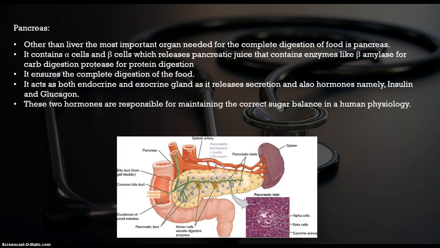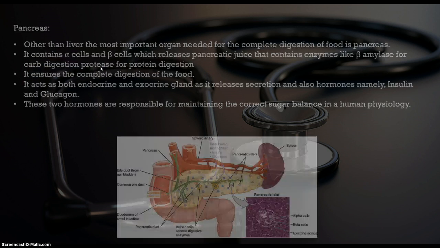This insulin and glucagon is very much important inside a human body to maintain a correct balance of sugar. Sugar means the glucose level inside our body. So you can see the diagram here. This is the pancreas. It contains pancreatic islets which contain alpha cells and beta cells. These alpha cells and beta cells release these hormones and the enzymes. What are the hormones? Insulin and glucagon. What is the function of the enzymes? Beta amylase released helps in carbohydrate digestion, and protease that is released helps in protein digestion.